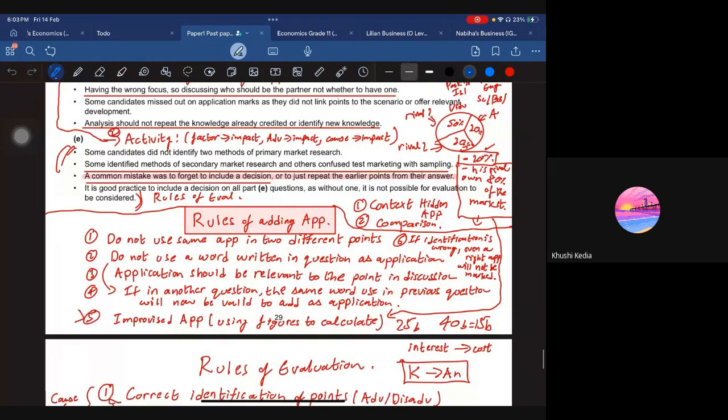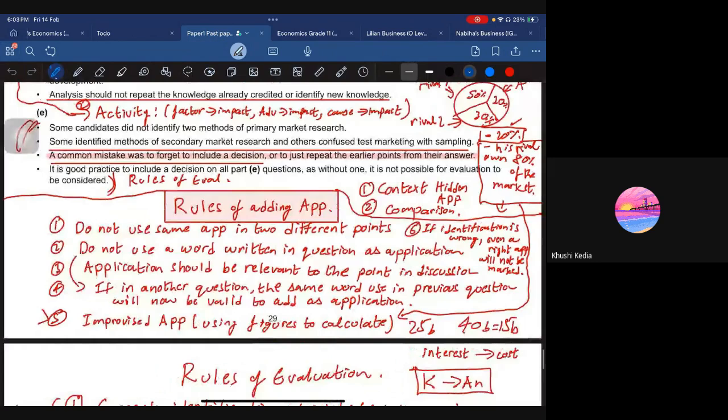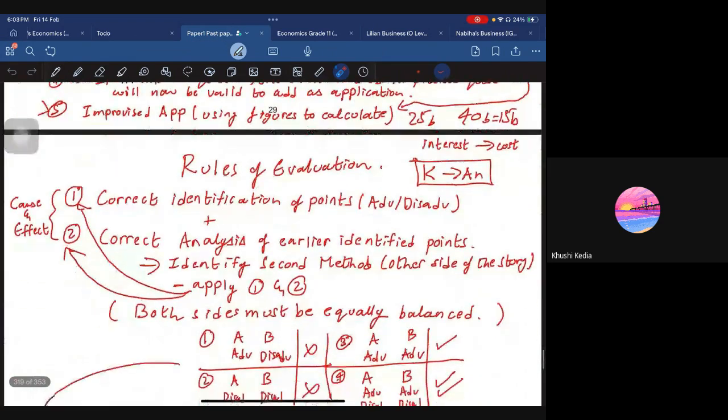Now you can see the rules of adding the application. I just did it here today, so I remember it. Do not use the same application in two different points. One thing, do not use a word written in the question as an application. We have talked about it. Application should be relevant to the point in discussion. If in another question the same word used in a previous question is used, it will now be valid to add as an application. This we have also talked about, and the improvised application that we have already talked about.